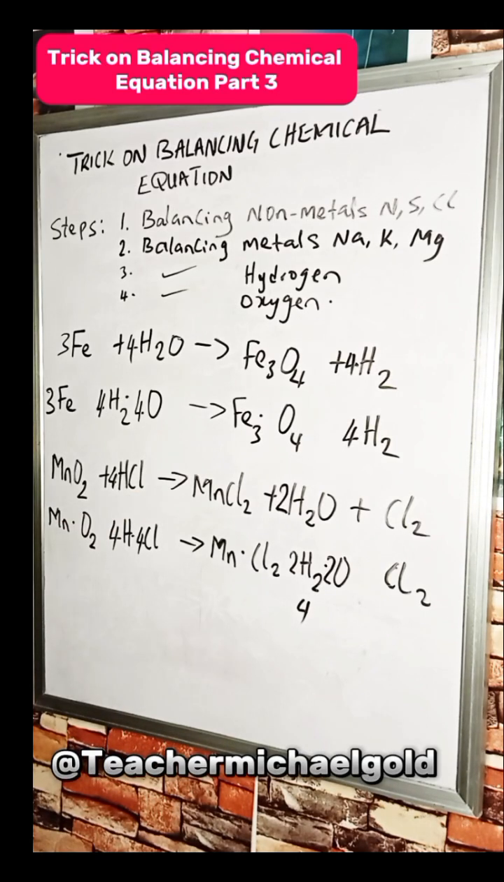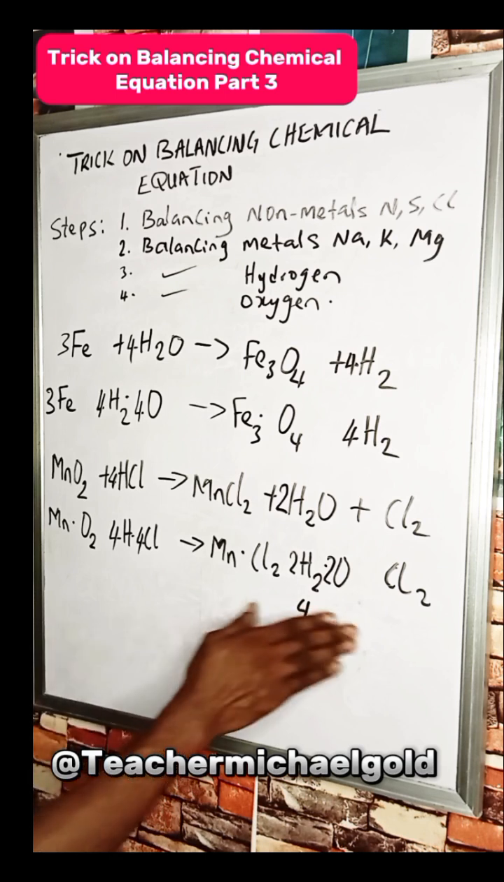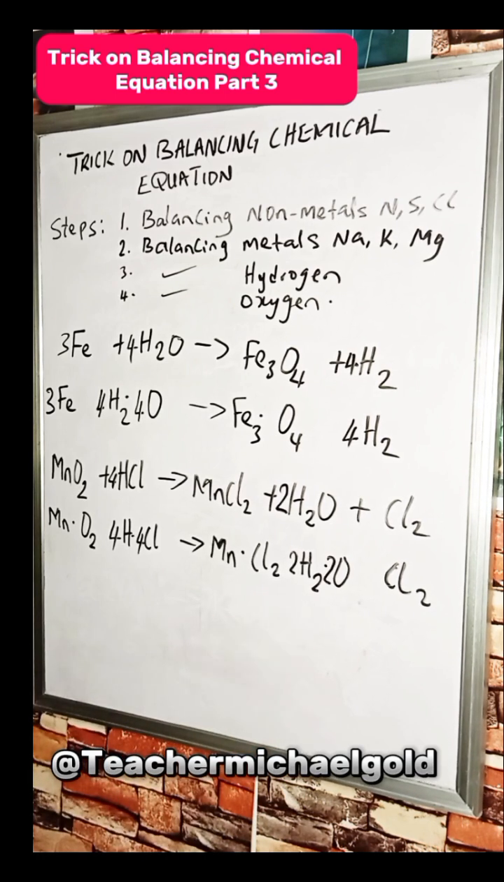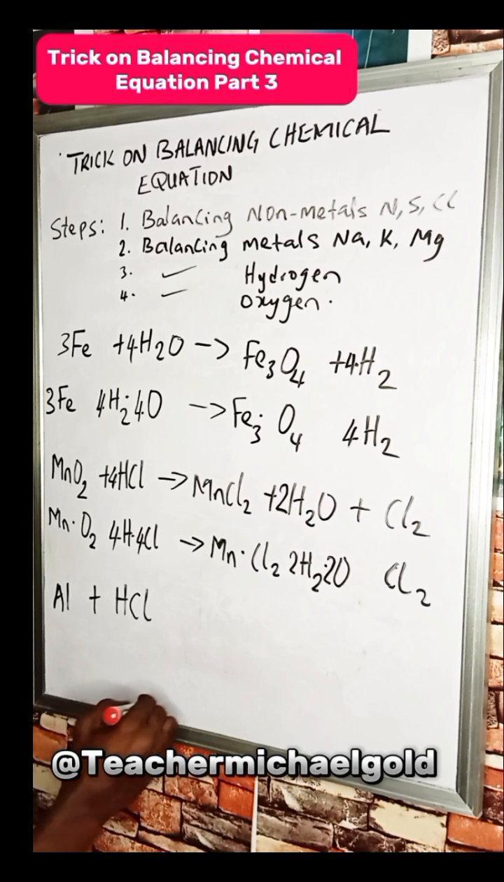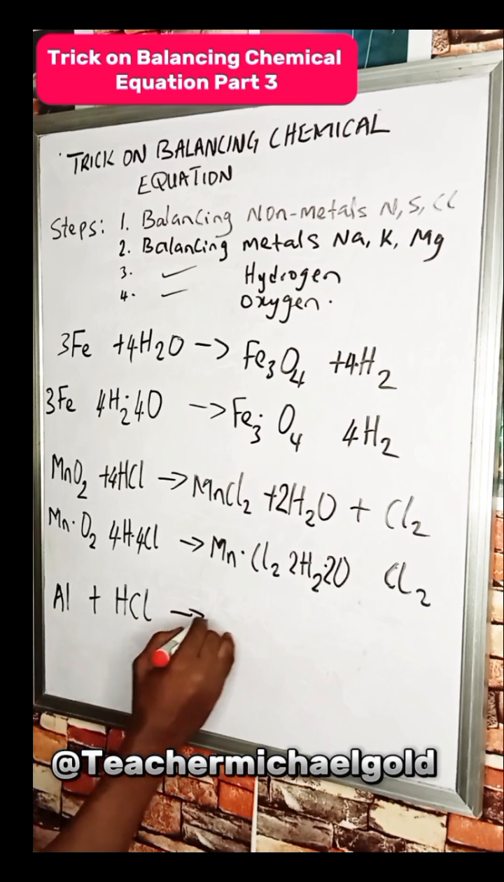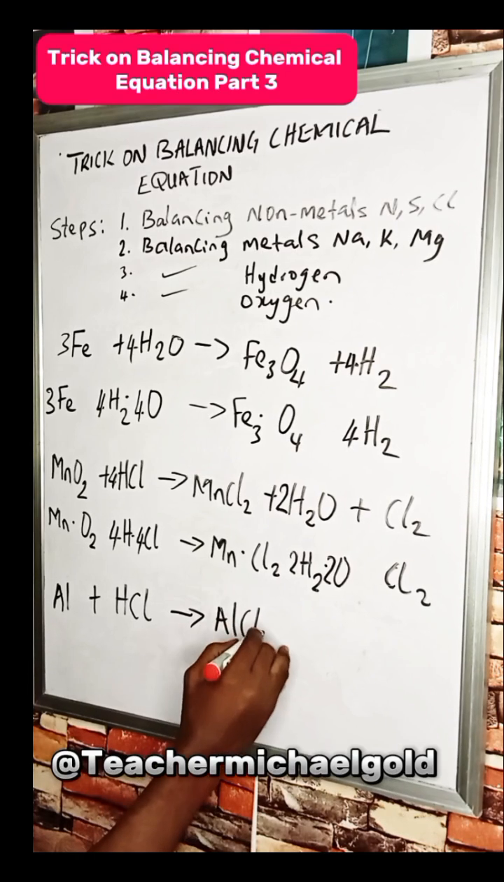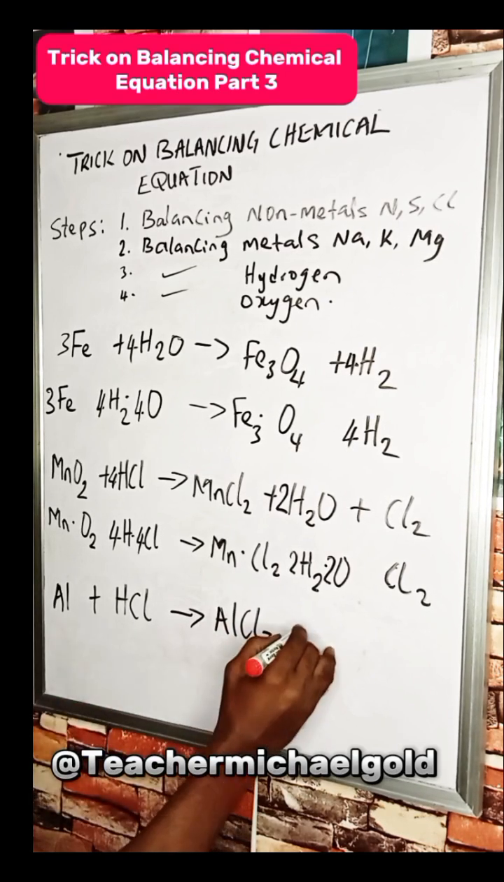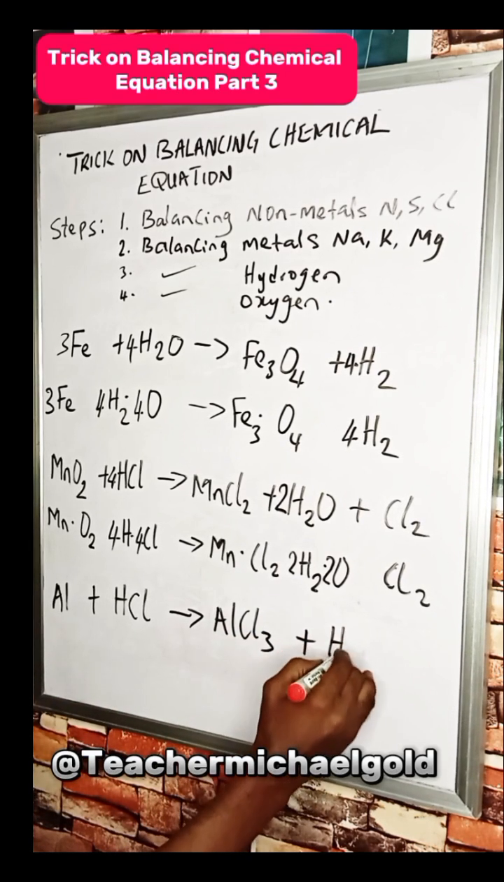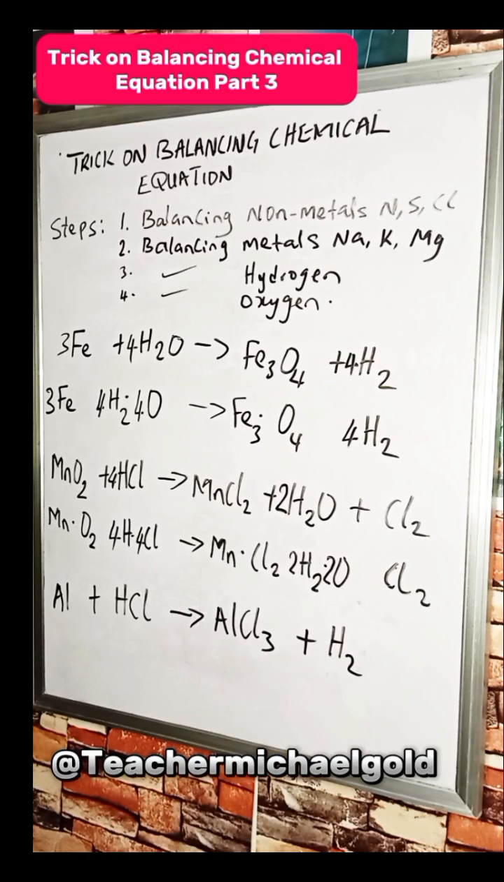This particular one I want to bring out is going to be more tricky. So just pay more attention to it because it is trickier than the other one. So this is Al plus HCl giving you AlCl3 plus H2.